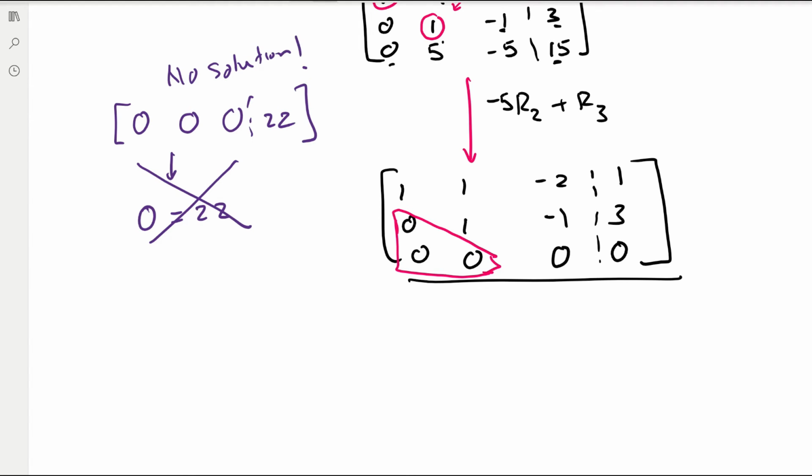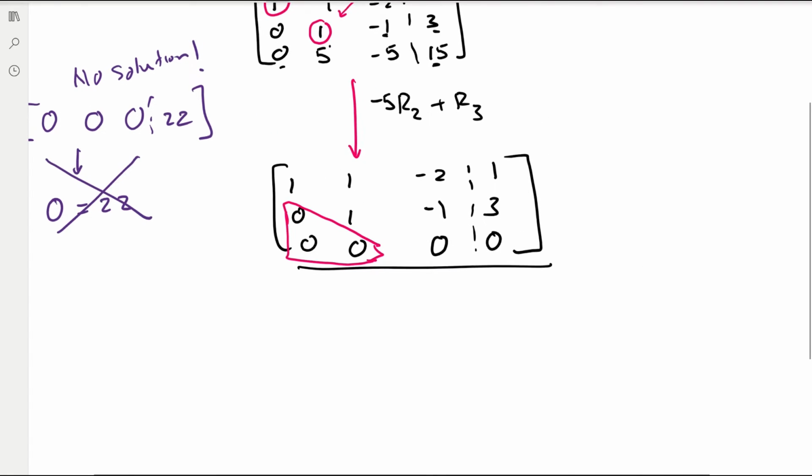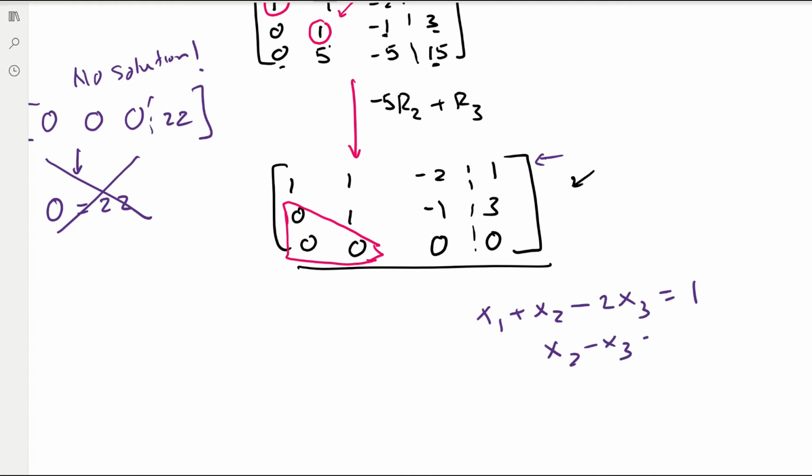But here what we have is, if we write here, now we have the row echelon form, okay. We don't need to worry about the reduced row echelon form. Here I'm going to try to find the solution from the row echelon form. So I'm going to write the equations. From the first row, I'm going to get x1 plus x2 minus 2x3 is equal to 1, and from the second equation, x2 minus x3 is equal to 3.